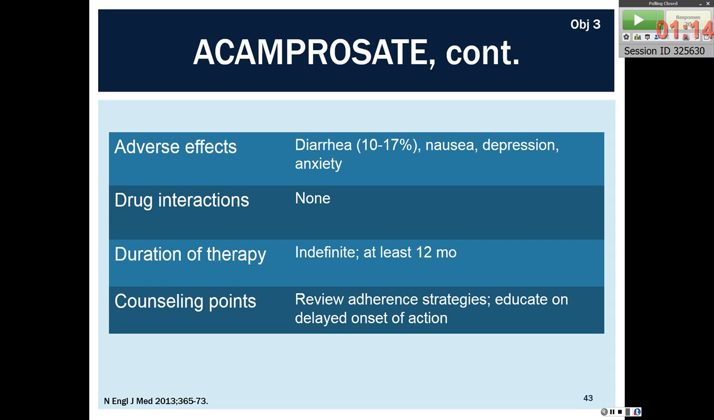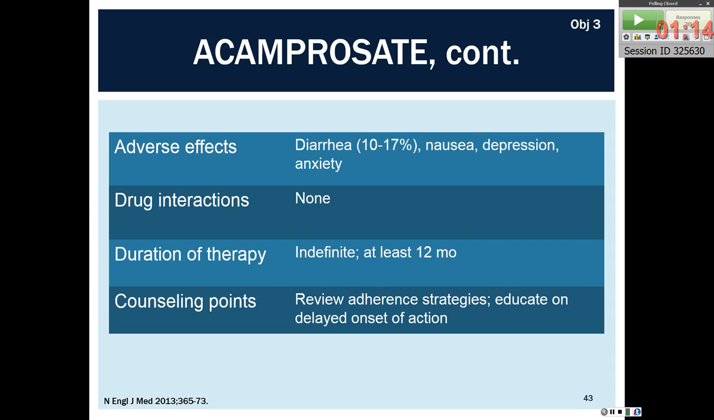And then also, because acamprosate's working on the neurotransmitters in the brain, you can think of it kind of like how antidepressants work, where you're going to be adjusting the receptor activity and all of that stuff. And so it does take somewhere between 4 and 6 weeks before people might actually notice a difference in their cravings.